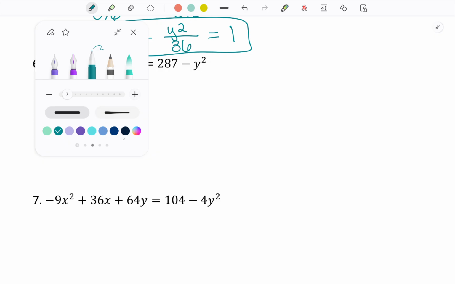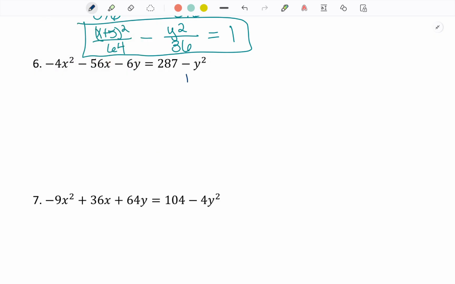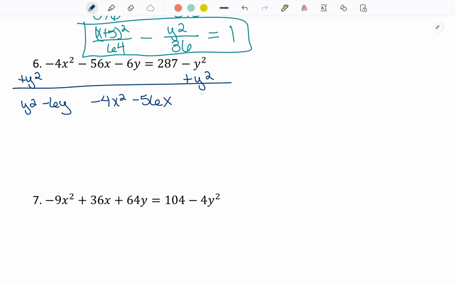Now for our next equation, we're going to have to add y squared to each side, and that does tell us that we are going to have a vertical equation this time because that y squared is positive. So we're going to put all of our y's in front. And so that's y squared minus 6y. Those are actually ready to complete the square. And then we have minus 4x squared minus 56x equals 287.